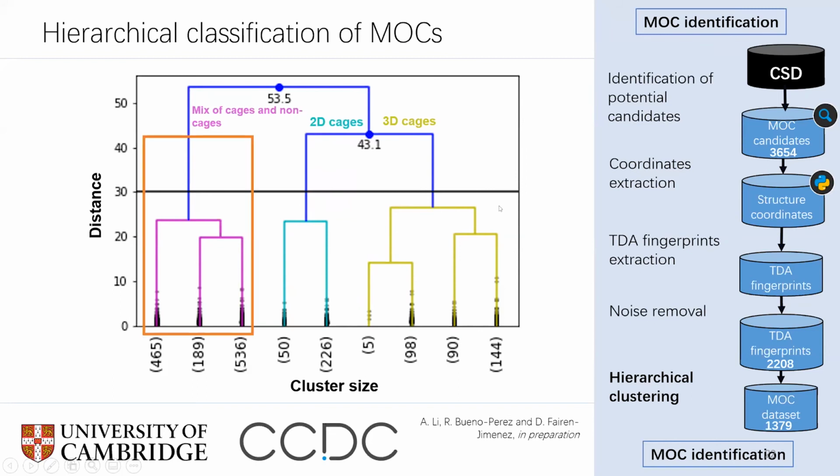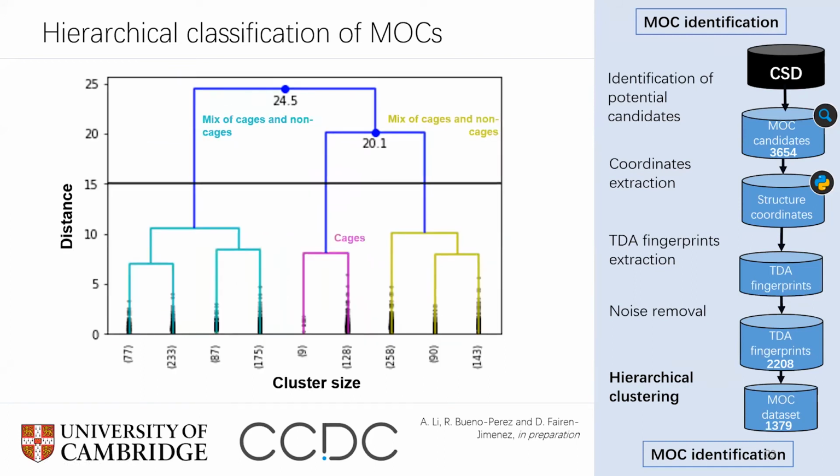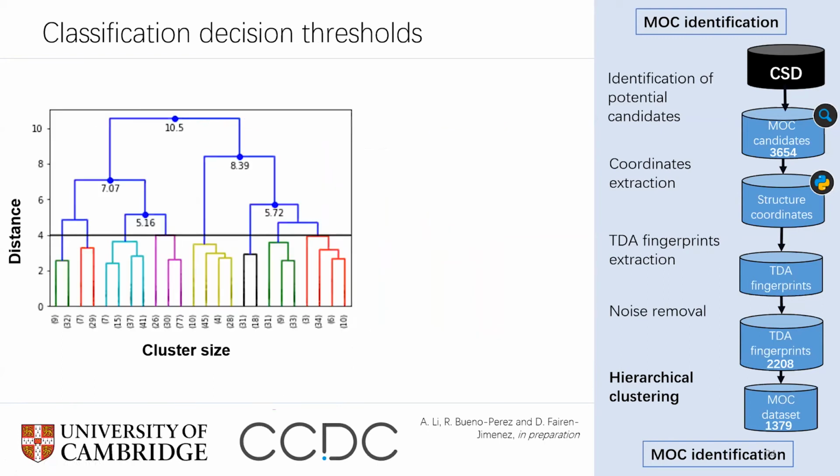Now, there was still a branch with mixed cages and non-cages. So what I did is that I took this branch and performed hierarchical clustering again. I could isolate some more cages again, but I still ended up having some more mixed clusters. So I performed hierarchical clustering one last time. And this time I had clusters that were small enough so that I can go through them more easily.